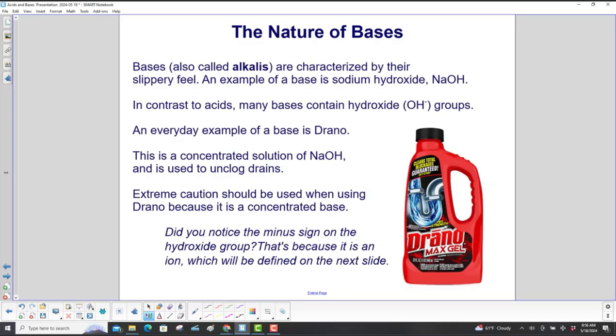Bases, also called alkalis, are characterized by their slippery feel. An example of a base is sodium hydroxide. In contrast to acids, many bases contain hydroxide groups, that's OH-. And right here, we're going to define what that is on the next slide, that OH-. An everyday example of a base is Drano. This is a concentrated solution of sodium hydroxide and is used to unclog drains. Extreme caution should be used when using Drano because it is a concentrated base.